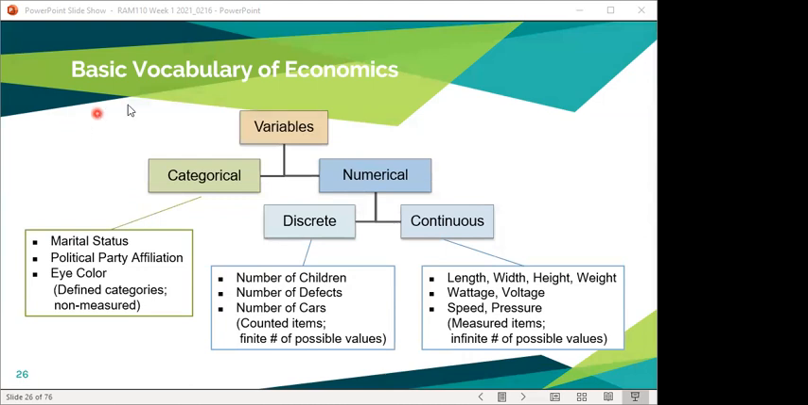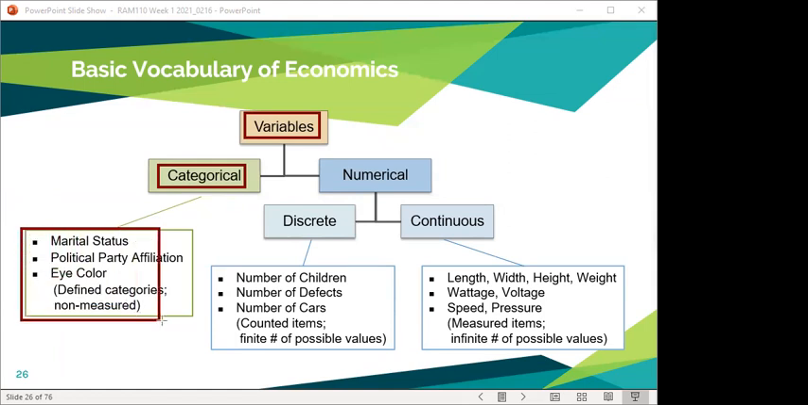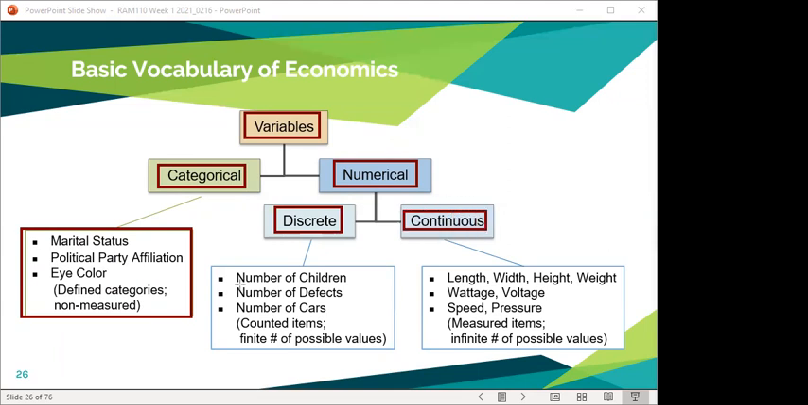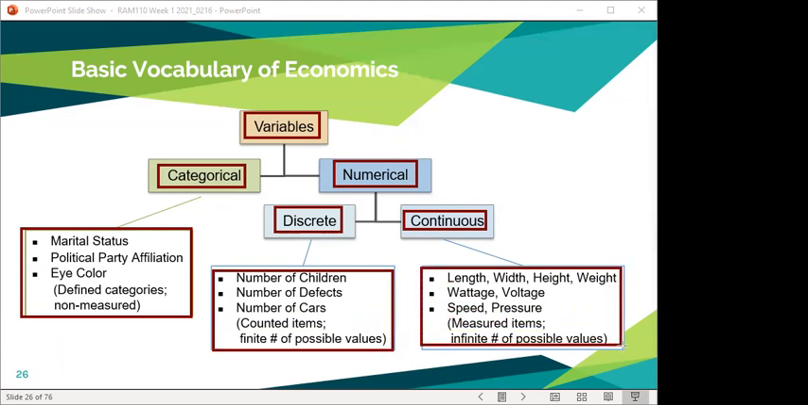The variables we talked about, remember, a value that measures something, that's just the variable, and it's split into categorical, and all these different examples that we haven't mentioned yet: eye color, political party affiliation, marital status, and then numerical, split into two parts: discrete and continuous. So that way you can have some examples for these: number of kids, number of defects, number of cars, counted values. And then the continuous ones are numerical measurements: length, width, height, voltage, pressure, speed, time.